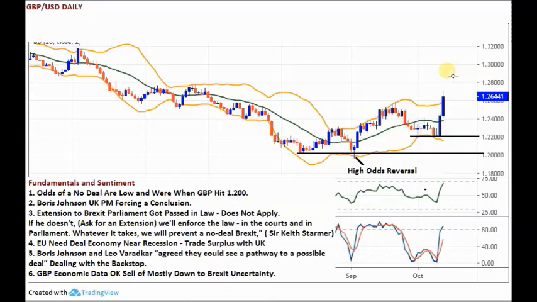And this pair has been so volatile. Now, in terms of levels, in terms of support, sorry, I'm just looking at the support level. It's there.